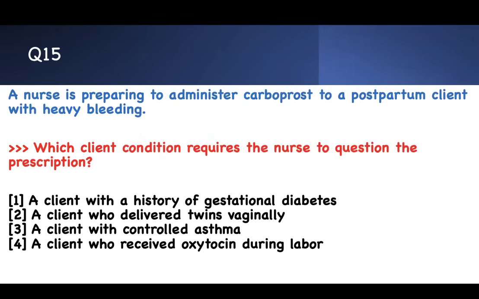And the last one: which client condition requires the nurse to question the prescription? A nurse is preparing to administer carboprost to a postpartum client with heavy bleeding. Which condition should make you question? Think about it. History of gestational diabetes, twin delivered vaginally, controlled asthma, and Pitocin during labor. The key is this medication is very good for postpartum heavy bleeding. But what is the problem? It can cause problems in the asthma patient. So if you have asthma, it's contraindicated, even though it's well controlled.